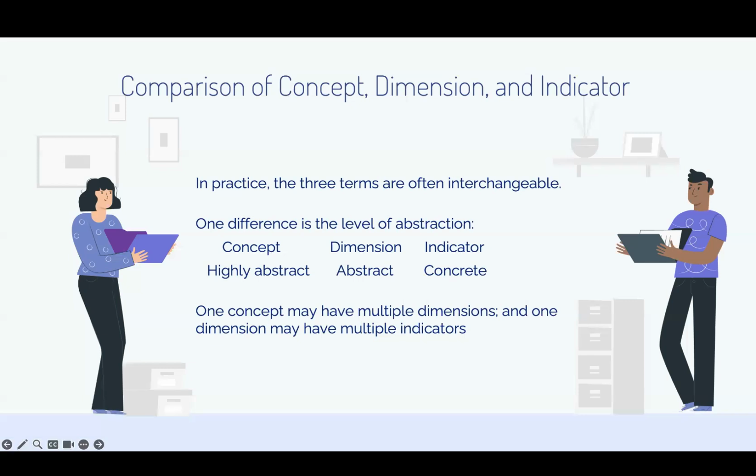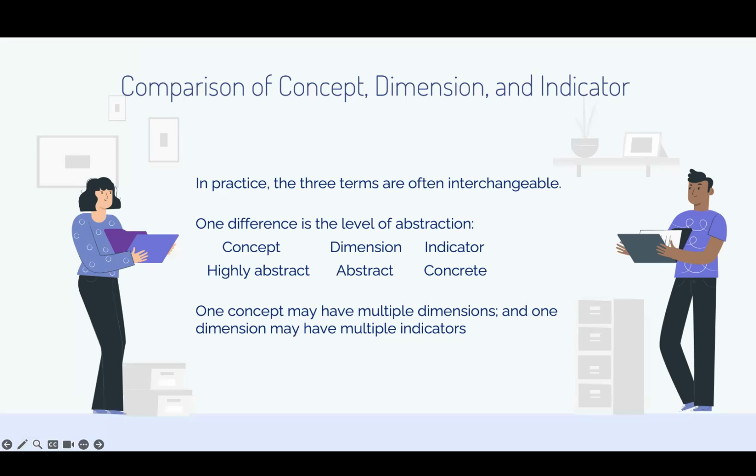Compare concept, dimension, indicator. A concept is a high-level, often complex idea that is not directly observable, such as well-being, which is highly abstract and requires careful definition before it can be used in research. For example, well-being could include mental health, physical health, social connections, and economic stability. Dimensions break down these concepts into more specific, yet still abstract elements. So for example, the social connections aspect of well-being could be considered a dimension. It is less abstract than well-being, but still not directly measurable.